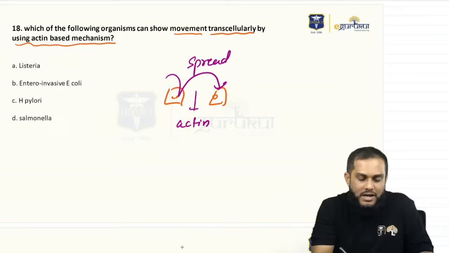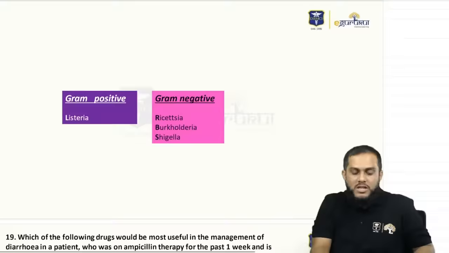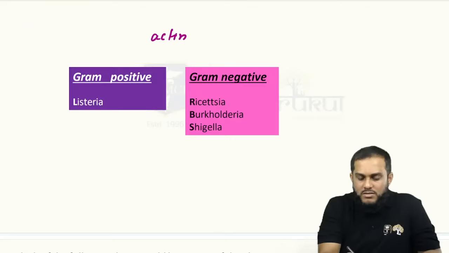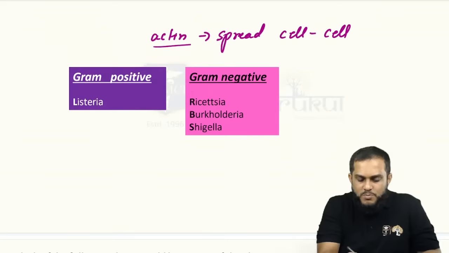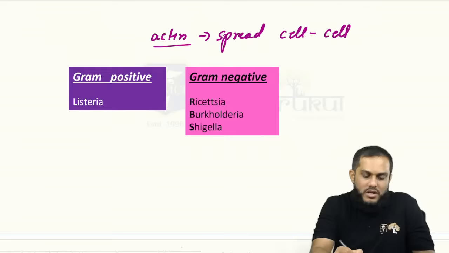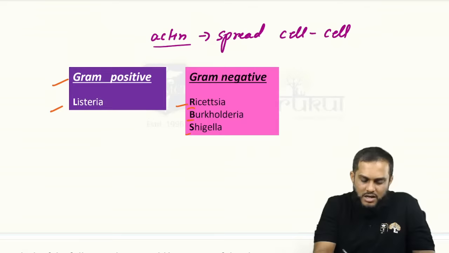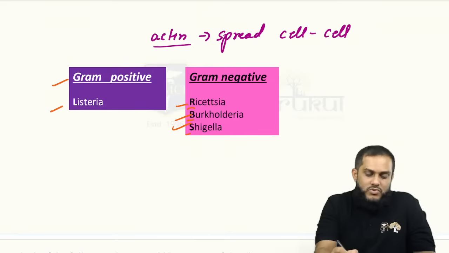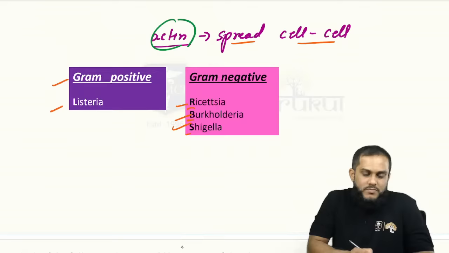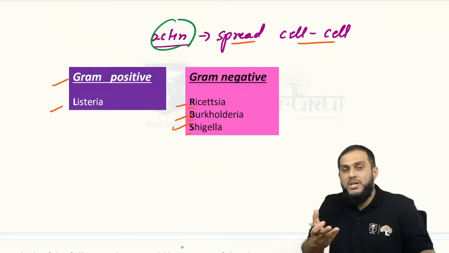For that, you need to know all the organisms which show movement by using actin, spreading from cell to cell. There are four important organisms: one gram positive, that is Listeria, and three gram negative, that is RBS. RBS means Rickettsia, Burkholderia and Shigella. One gram positive organism which can spread cell to cell by using actin filaments is Listeria, and three gram negative are Rickettsia, Burkholderia and Shigella, RBS. They spread cell to cell.